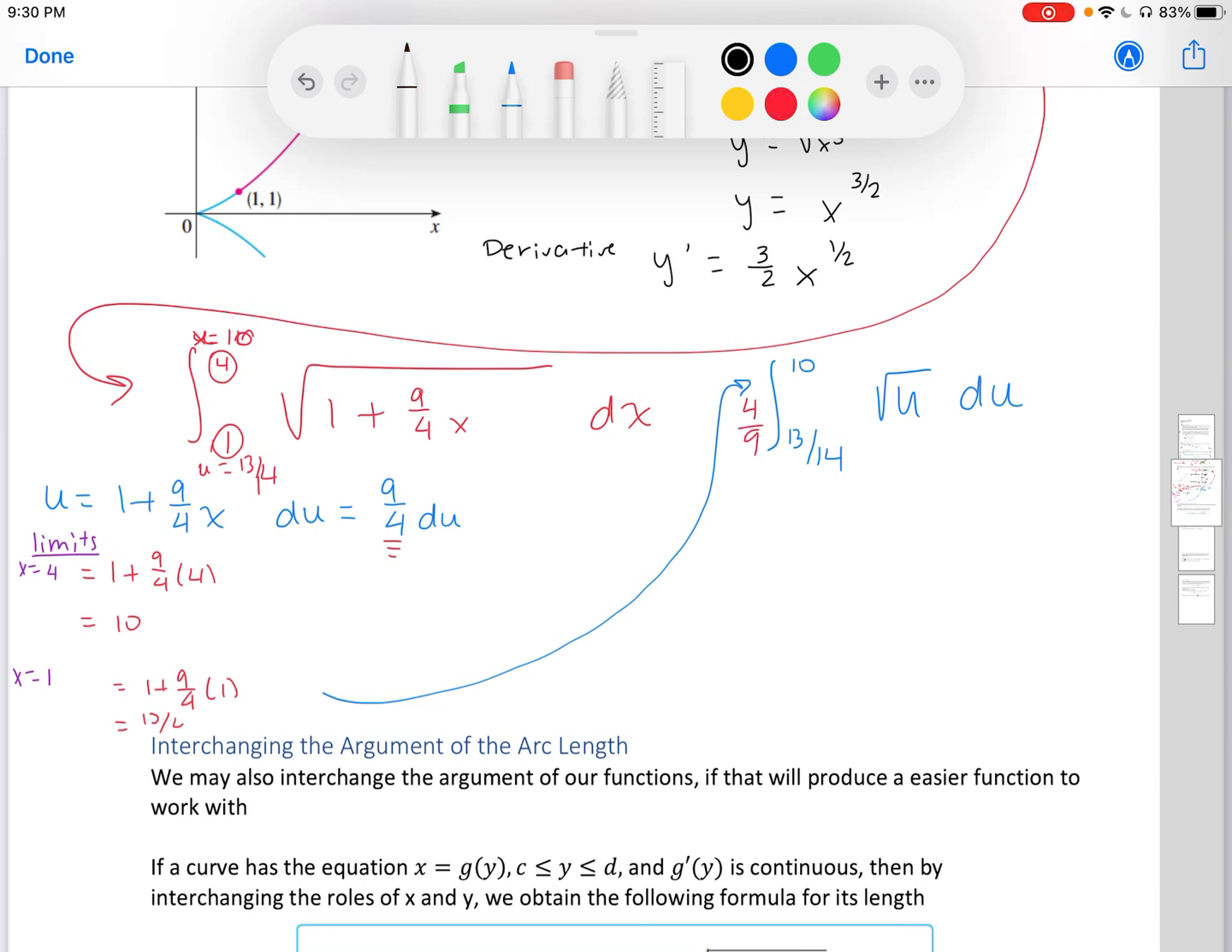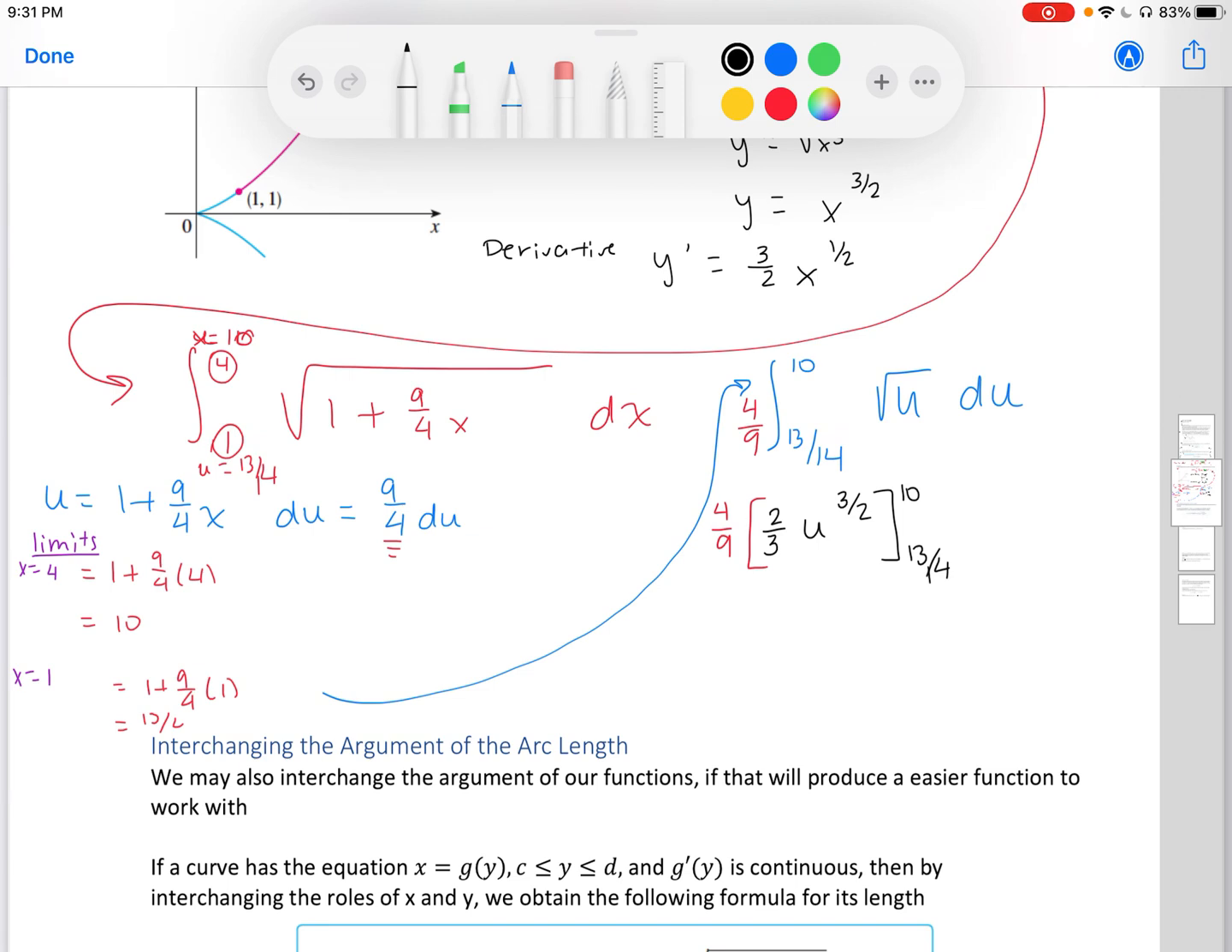Let's go ahead and integrate. So we have 4 over 9. Once we apply the integral, we have u to the 1/2 plus 2 over 2. We get 3 over 2. Divided by 3 over 2 gives us 2 over 3 of 10 and 13 over 4.